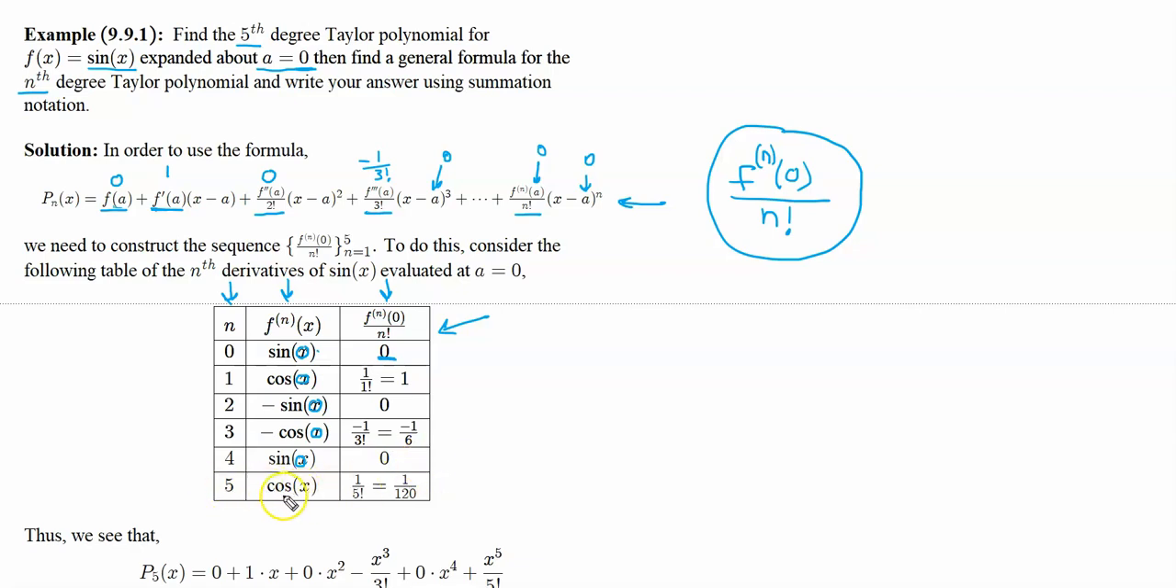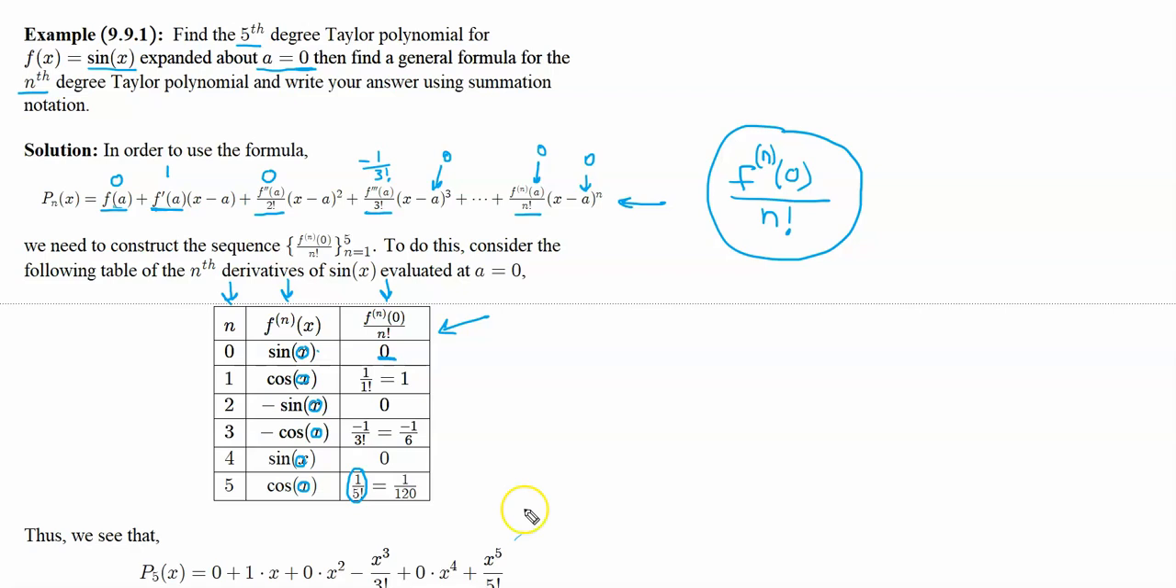And then when n is 5, we have the fifth derivative of sine is cosine. Put 0 in here for x, cosine of 0 is 1, divide by 5 factorial, and there you go. That's going to be the coefficient when n is 5. Of course, 5 factorial is 120, but I recommend just leaving it as 5 factorial. And so what we have then is down here we have our 5th degree Taylor polynomial.